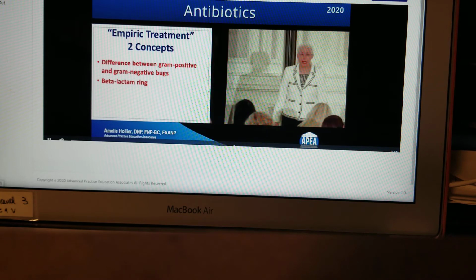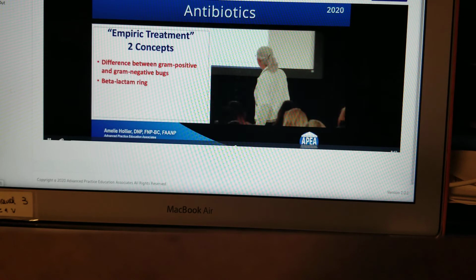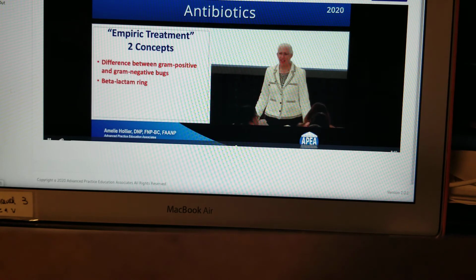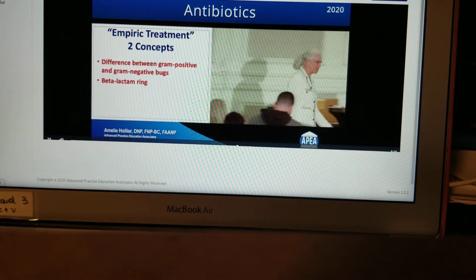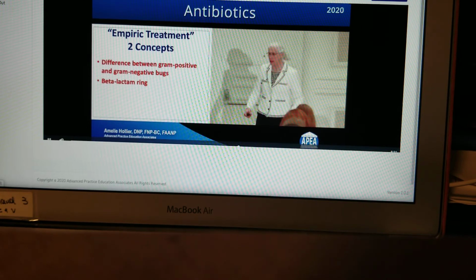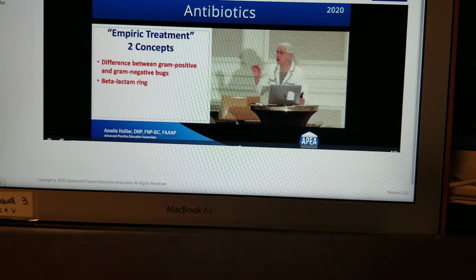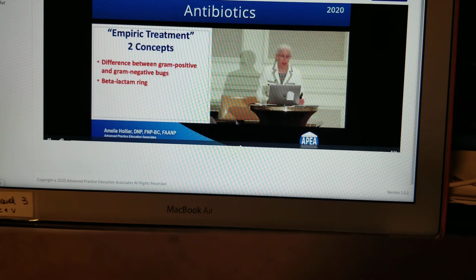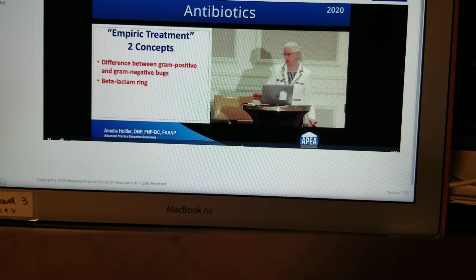The second point that you have to master to be a savvy prescriber of antibiotics is why the beta-lactam ring is so darn important. And you might be sitting there having this thought, Amelie, I don't even know what a beta-lactam is. I think I might have heard about that from pharmacology, but I really don't remember. Well, let me remind you about why it's so darn important. And I'm going to make you a chemist in about 16 seconds. All right? Look at how easy chemistry is.